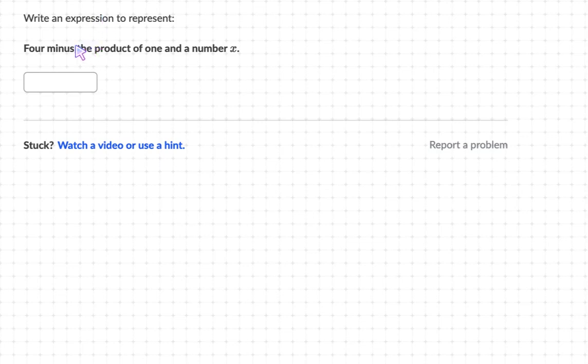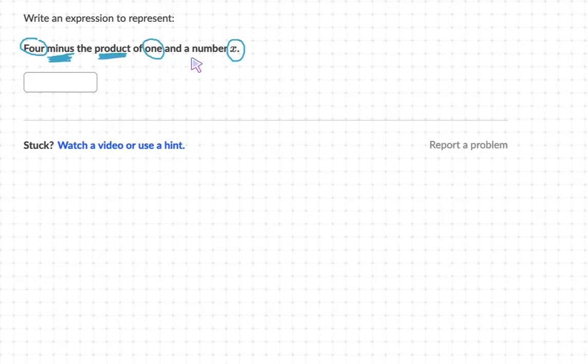So first, what I want to do is I want to underline all the important key phrases. I have minus, and then I also have product. So these two are going to tell me what kind of math I'm going to do. And then I want to also circle the important numbers. 4 is a number, 1 is a number, and the number x. So this is a variable, but it's still representing a number. And then I'm just going to use my phrases that I jotted down previously in my notes to now write a mathematical expression.